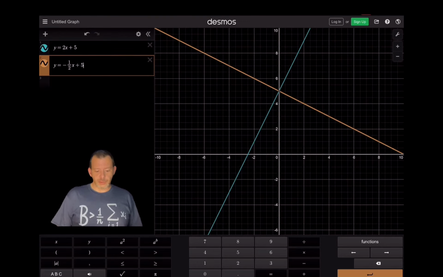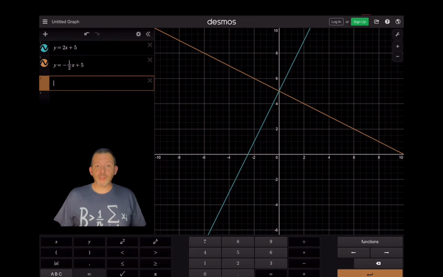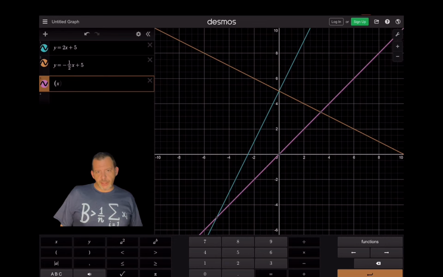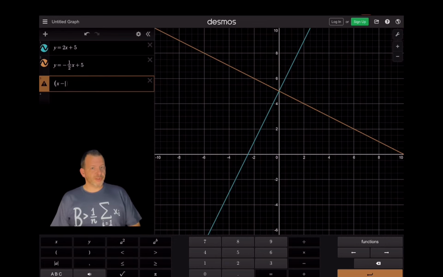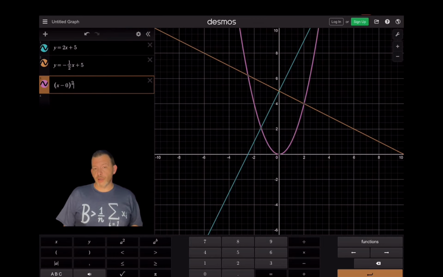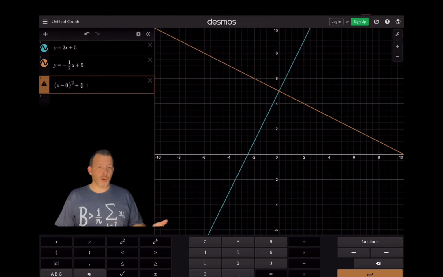Now, next we could graph maybe a circle. A little more complicated with the equation, but nonetheless, let's graph a circle. And let's center that circle at the point of intersection of these two lines. So the equation of that circle will be something like this. (x - 0)² + (y - 5)² = and now I have to pick a radius, let's say 2 squared, so I'll have it equals 4.